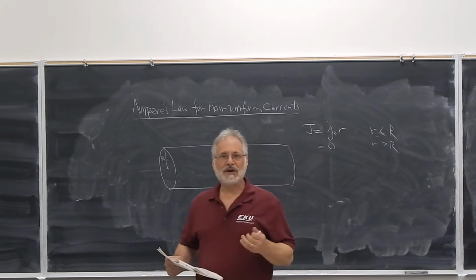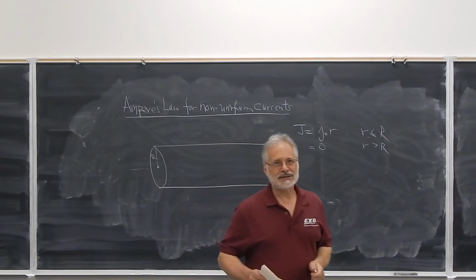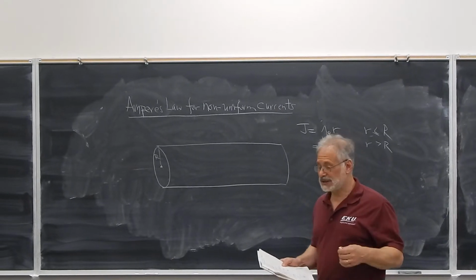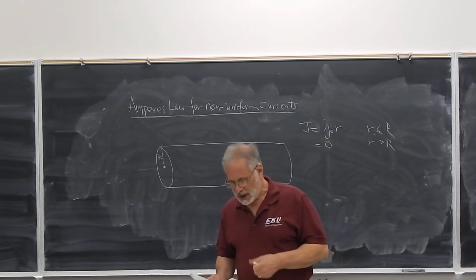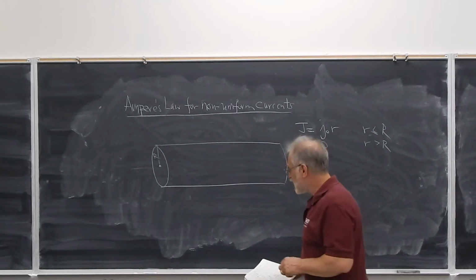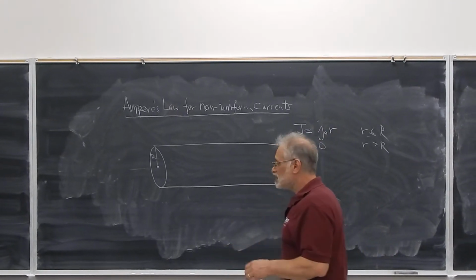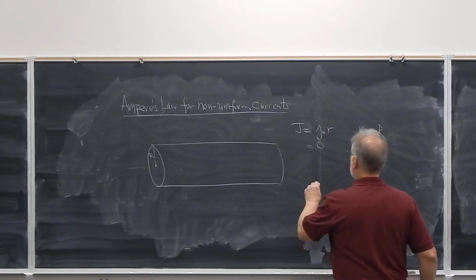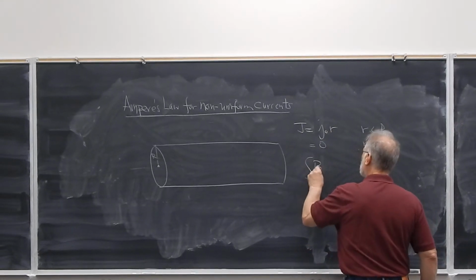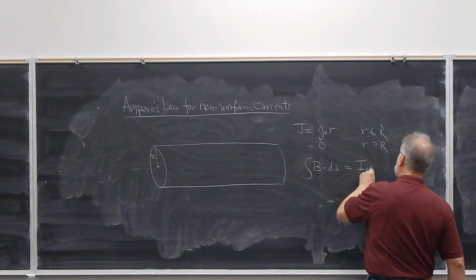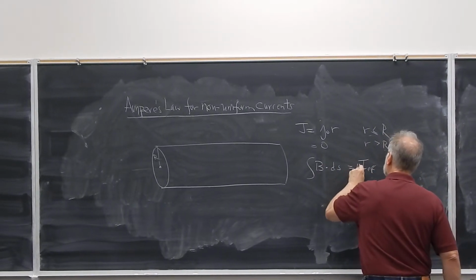Now, just because the current density is 0 outside the cylinder doesn't mean that the field is going to be 0. As you'll see, it will be a non-zero value. Let's work this problem and see what we get. The difference in this case is, right now we don't know what the effective current is. So if I want to apply Ampere's law, the integral of B dot ds is equal to, let's call it the effective current times mu naught.